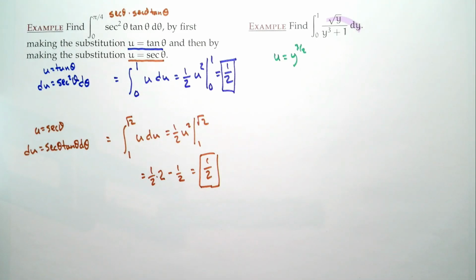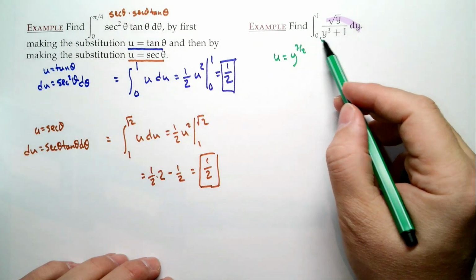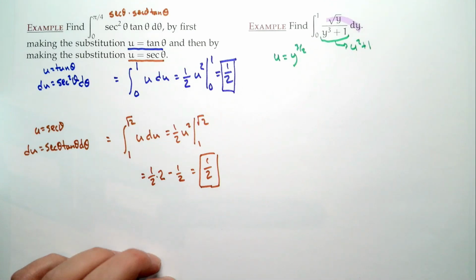And now we're like, oh, you know what? We probably could have guessed that before. What do you notice about your denominator? What does it look like? What's another way to think of y cubed? Take y to the 3 halves squared. So what would you get downstairs now under this substitution? This part would go to u squared plus 1.